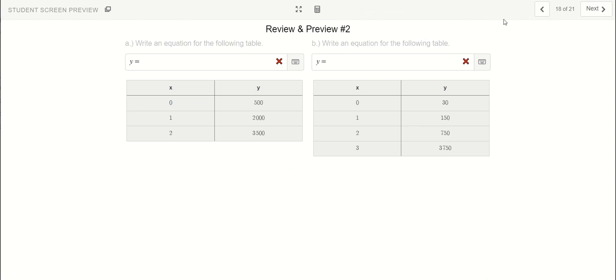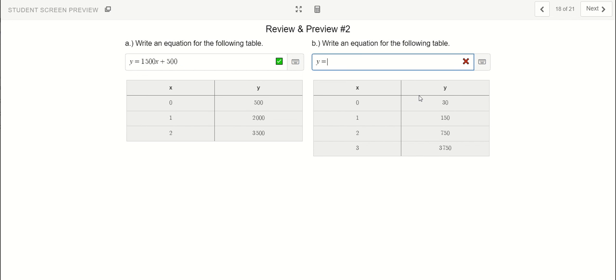All right. Preview number 2. Here we have 2 tables. The trick for this first table is that this is not a multiplying pattern. You might think it's times 4, but if I tried times 4 again, it would not be 3,500. This is actually an adding pattern. So this is in the form of mx plus b. I'm adding 1500 each time, and I'm starting at 500.